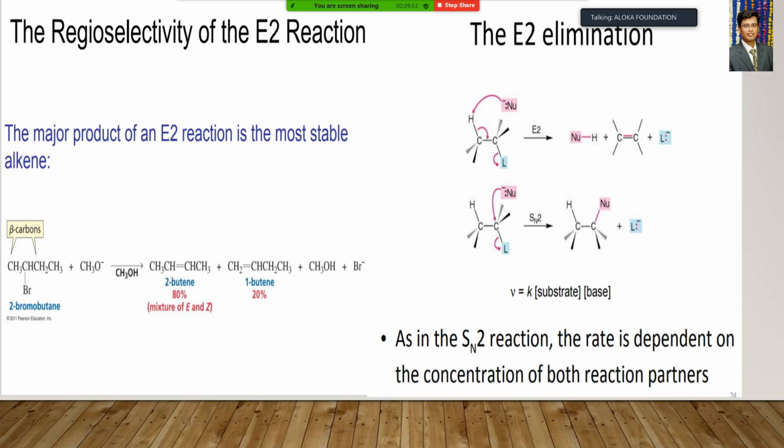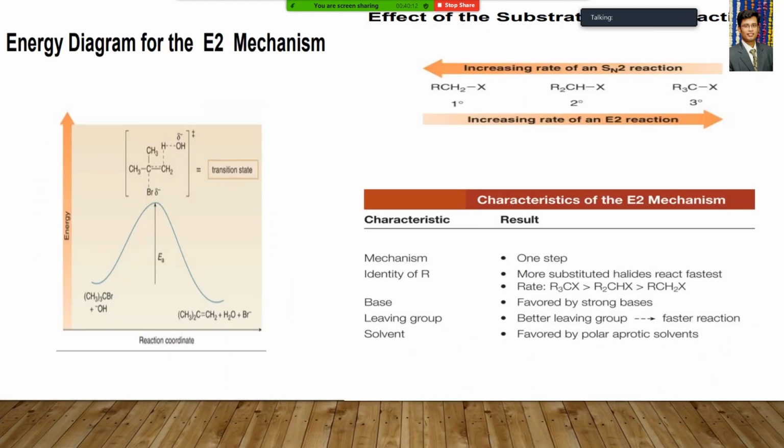The elimination should be anti, because if the nucleophile and the leaving group are syn, because of the negative charge there will be repulsion and the product will be unstable. So in the E2 mechanism also, an anti-elimination is favored over a syn elimination. So this is the energy diagram.